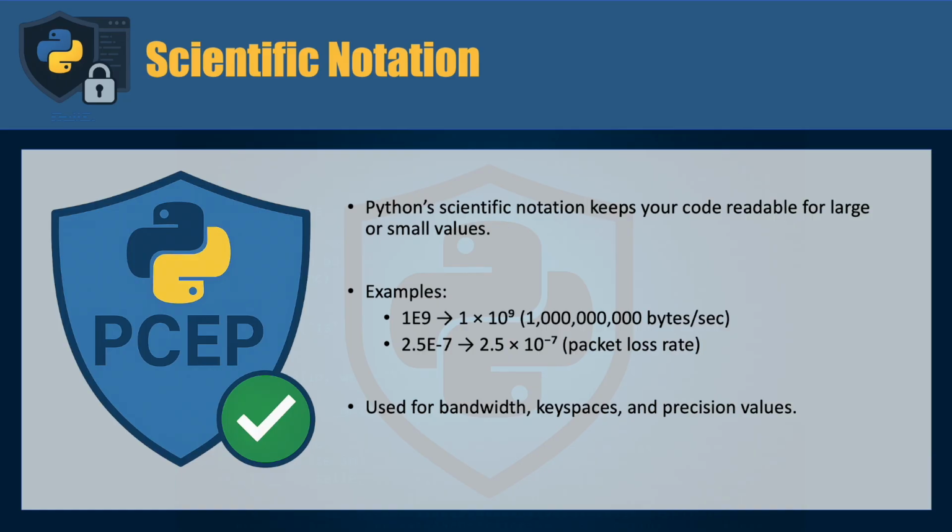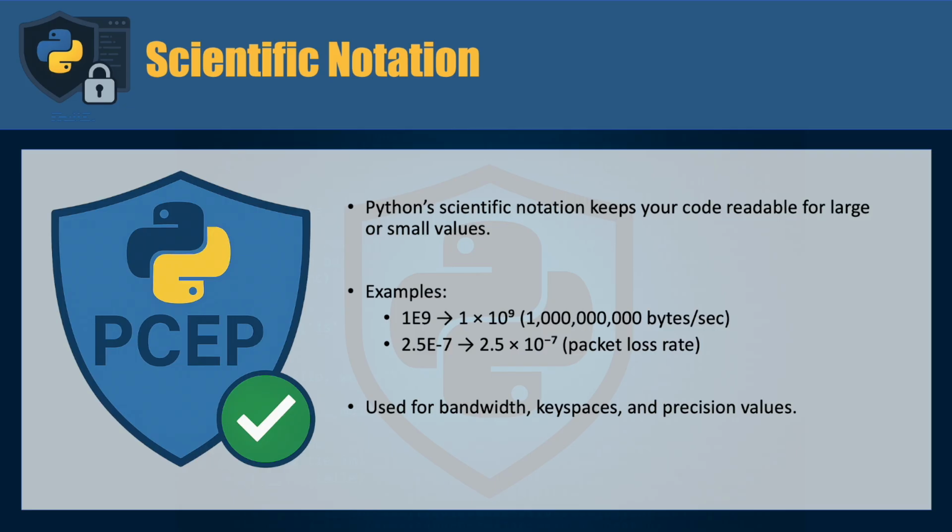Python's scientific notation keeps your code readable for large or small values. For example, 1E9, and you can use either an uppercase E or a lowercase e for scientific notation, is equivalent to 1 times 10 to the ninth, which is 1 billion, for instance, bytes per second, if that's the measurement we're tracking. 2.5e-7 is the same as 2.5 times 10 to the negative 7th, which means this is a very small fractional number.